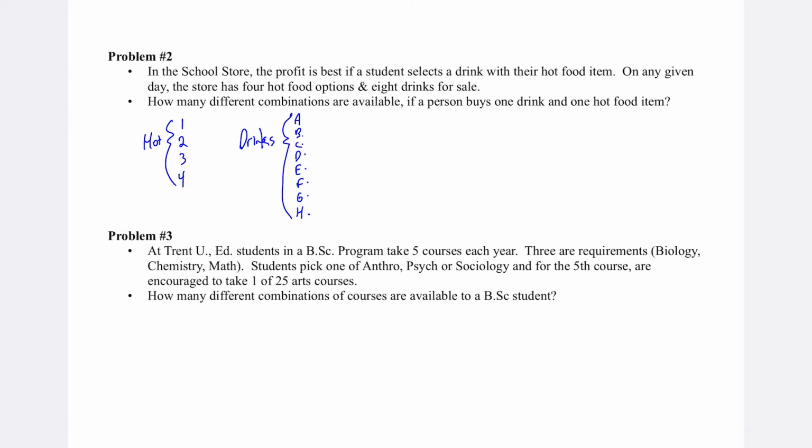Okay, so how many different combinations are there? Well, if we look at this question, what you can think of is if you're standing in line and you're thinking about how many hot food items, you have 4 options there, right? And then when you're thinking about the drink, you have 8 options there.